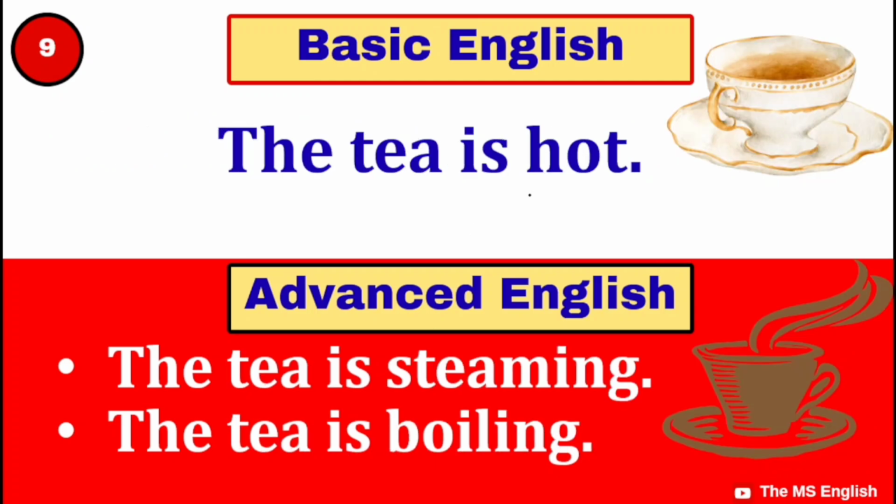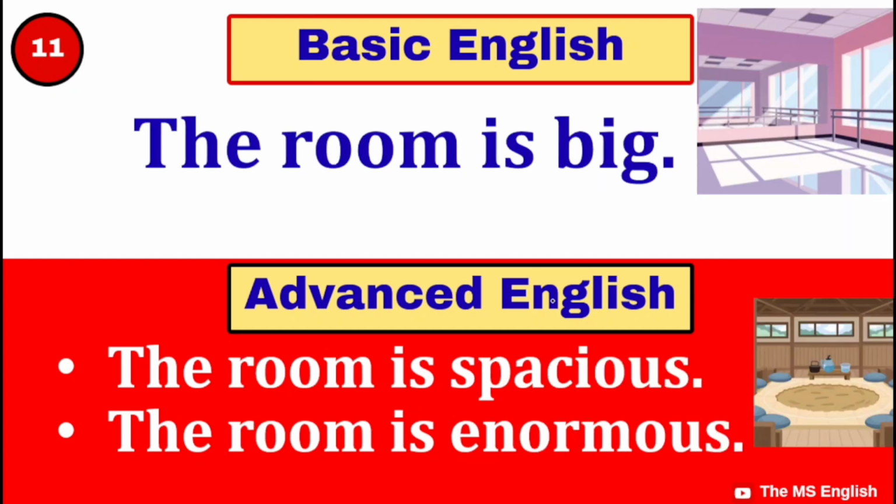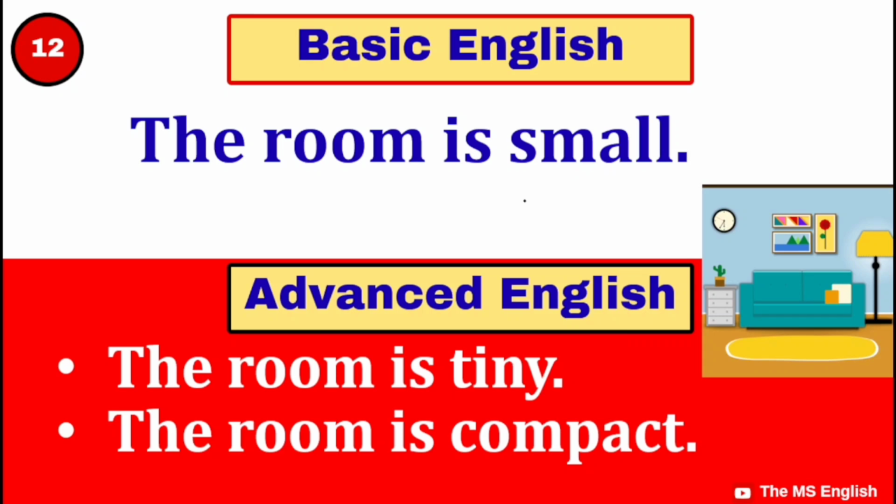The tea is hot. The tea is steaming. The tea is boiling. The water is cold. The water is icy. The water is chilled. The room is big. The room is spacious. The room is enormous. The room is small. The room is tiny. The room is compact.